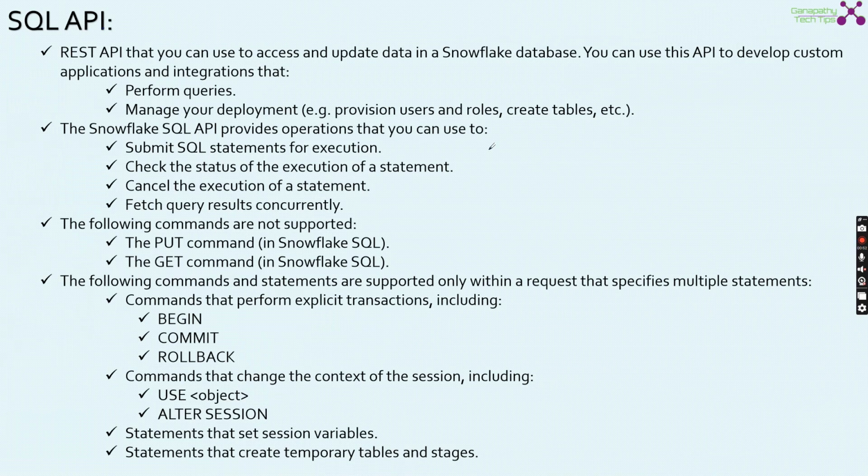The Snowflake SQL API provides operations that you can use to submit SQL statements for execution, check the status of execution of the statement, cancel the execution of the statement, and fetch the query results concurrently. All these options are available to you using the SQL API.